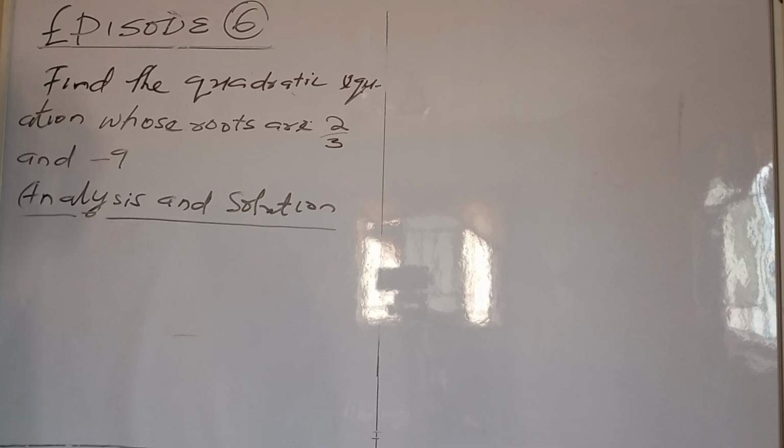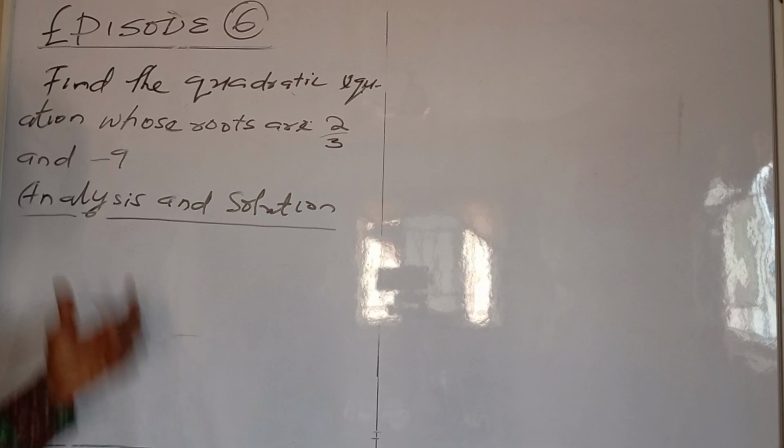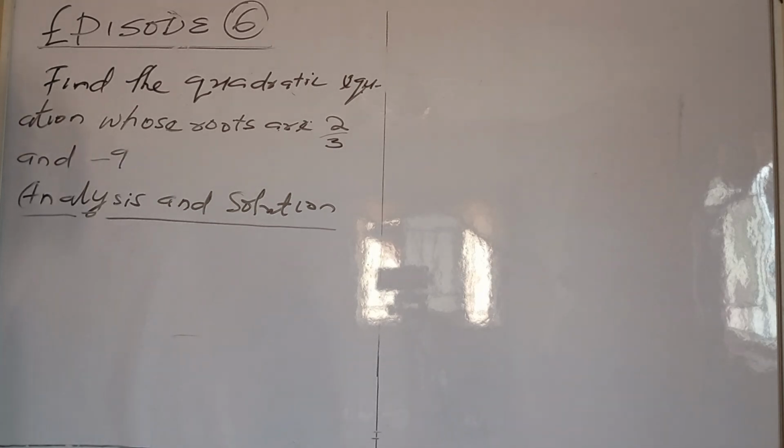As usual, this question is from quadratic equation, and I have defined a quadratic equation in one of my episodes. Here we are expected to generate a quadratic equation now that the roots are given. The answers to a quadratic problem are called roots, and you can see that 2 over 3 and minus 9 are the roots. So when roots are given, you use them to generate the required quadratic equation, and that is what we are about to do.